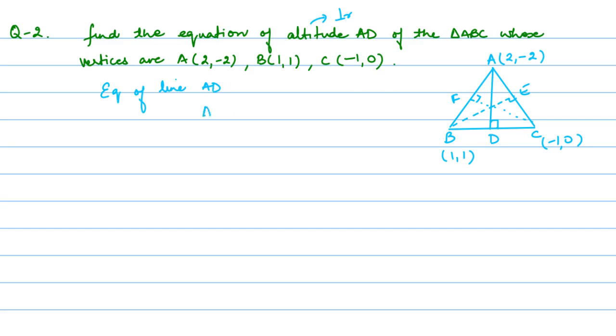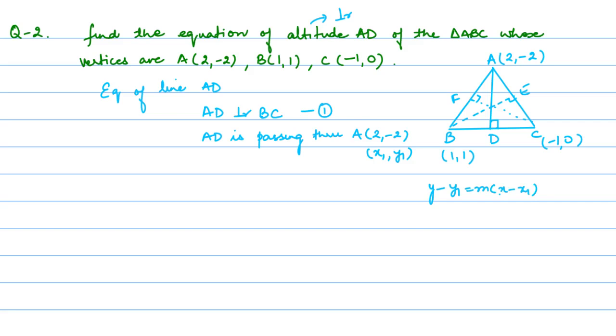First of all, AD is perpendicular to BC line, first thing. Second, AD is passing through which point? AD is passing through A, and what is A? 2, minus 2. Therefore, we know one of the points through which our line is passing, x1, y1. If we can find the slope of our line AD, then we can use this formula, y minus y1 equals m times x minus x1, where x1, y1 we know is 2, minus 2. We just need to find out m. And what is m? m is the slope of AD.